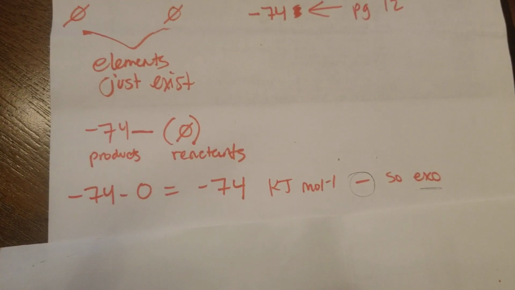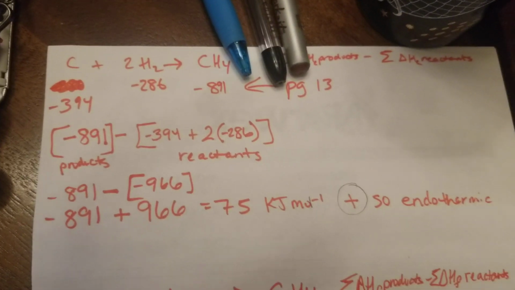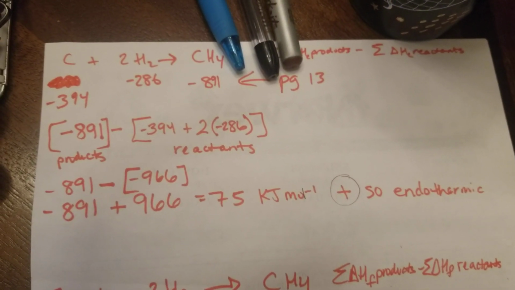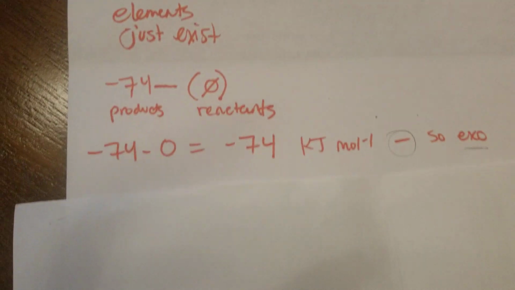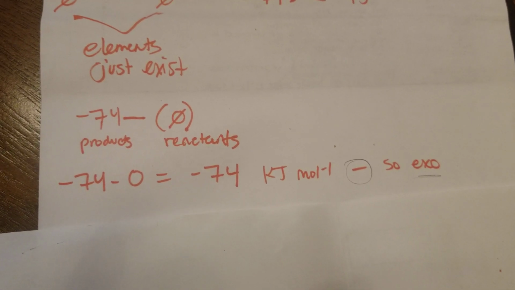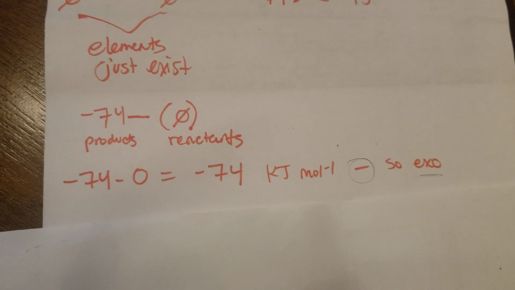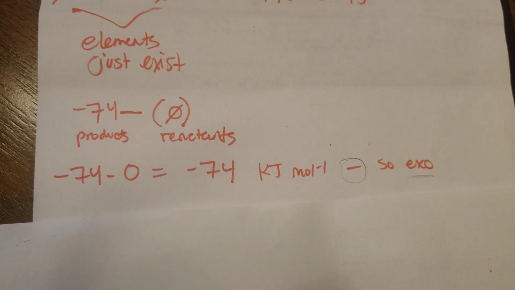Notice that we got almost the same number when we did it this way. We got 75 kilojoules per mole. We got a positive value. And when we did it with this one, we got negative 74 kilojoules per mole. It's basically the same value, just one's positive, one's negative. All right?